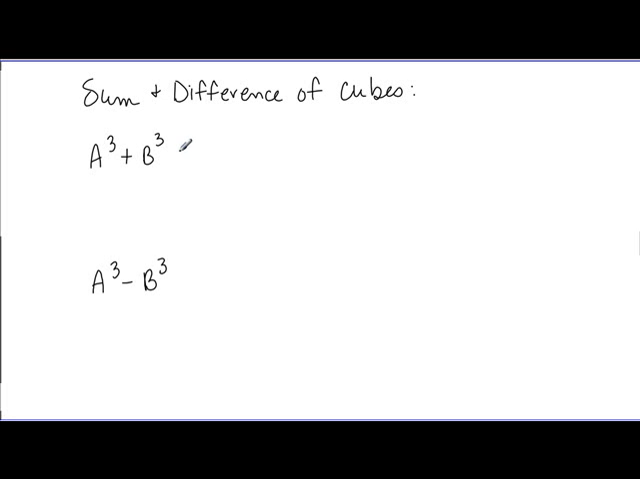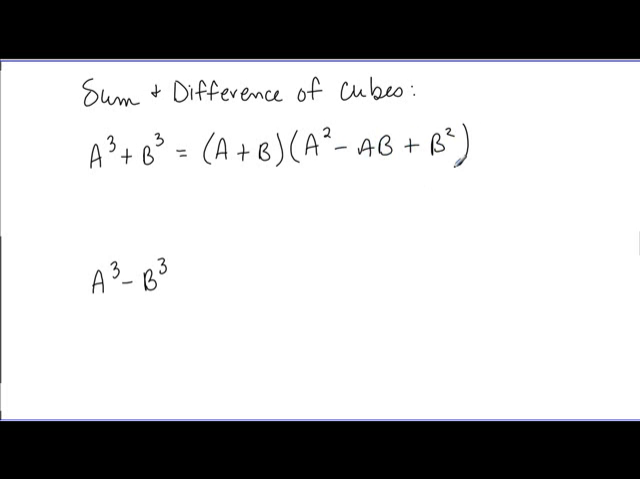A cubed plus b cubed will factor. It's going to be two factors. The first one is going to be a binomial, a plus b. So whatever the cube root of the first term is and whatever the cube root of the second term is. And then the second factor is a trinomial. It's a squared minus the product of a and b plus b squared.